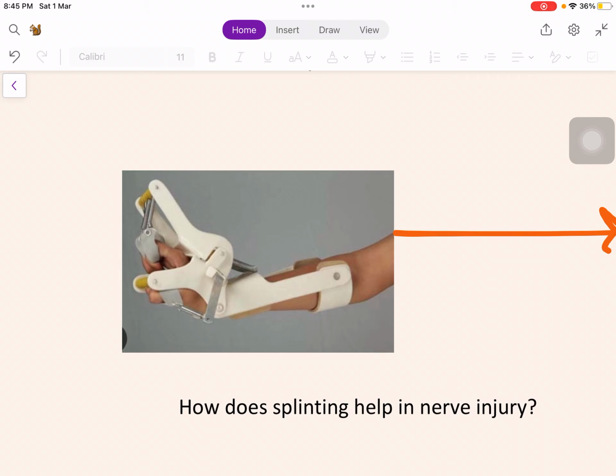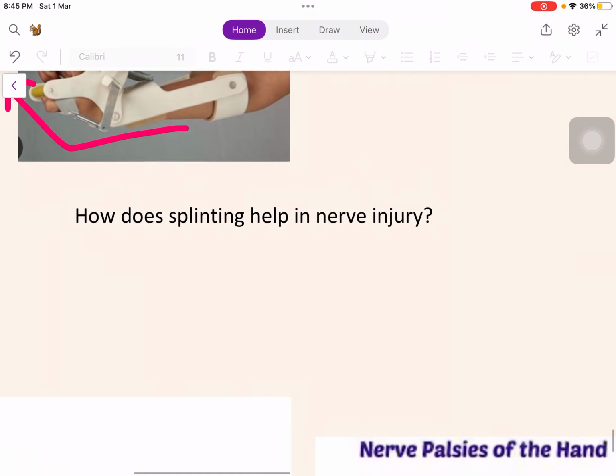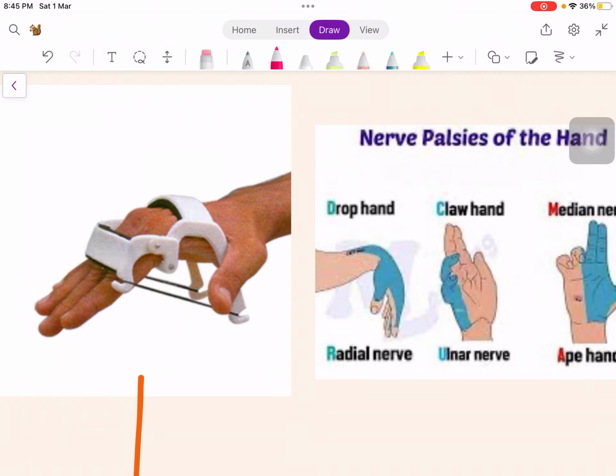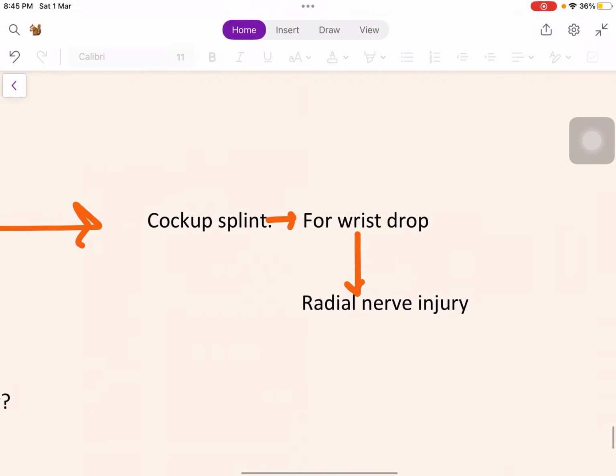So whenever we get an image of a splint, don't just mug up these images. Let's try to understand the concept. So what is the main movement being produced by this splint? It is this, that the hand is pulled up. So when do we need the hand to be pulled up? When it is dropped, right? And we know that wrist drop happens in a radial nerve injury because the radial nerve is supplying the extensors of the hand. So this becomes a cock-up splint for a wrist drop caused by radial nerve injury.